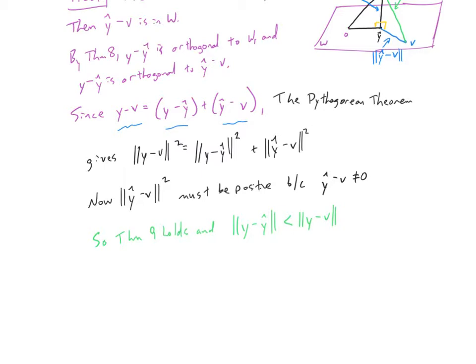So in my Pythagorean theorem line, I'm focusing up here at this line, right? If the stuff on the right-hand side, this term here, is positive, that means that this term here has to be less than this term here. Y minus y hat plus something else is equal to y minus v, right? So y minus y hat plus some positive number. If I take away the positive number, y minus y hat is smaller than y minus v. Okay, and that's how we get to the conclusion of that theorem.